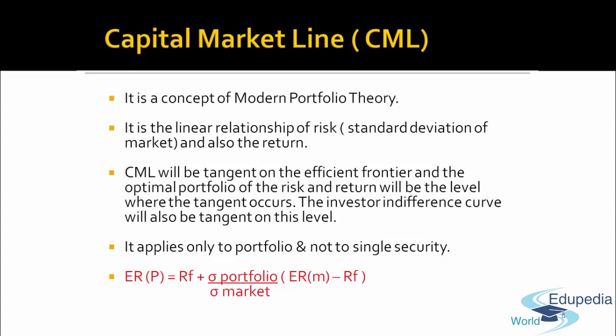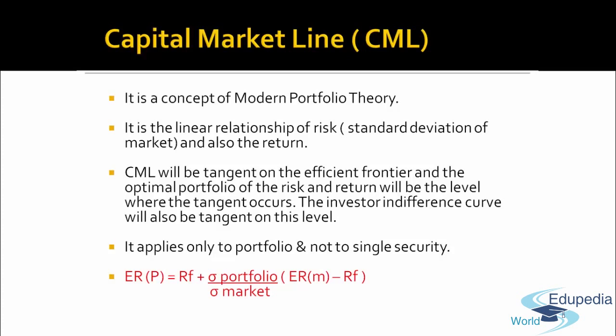To draw a capital market line, we add the risk-free return to the standard deviation of the portfolio divided by the standard deviation of the market, multiplied by the market risk premium. So in SML, we multiply the standard deviation of the asset with the correlation of market and asset. But in CML, we take only the standard deviation of the portfolio.